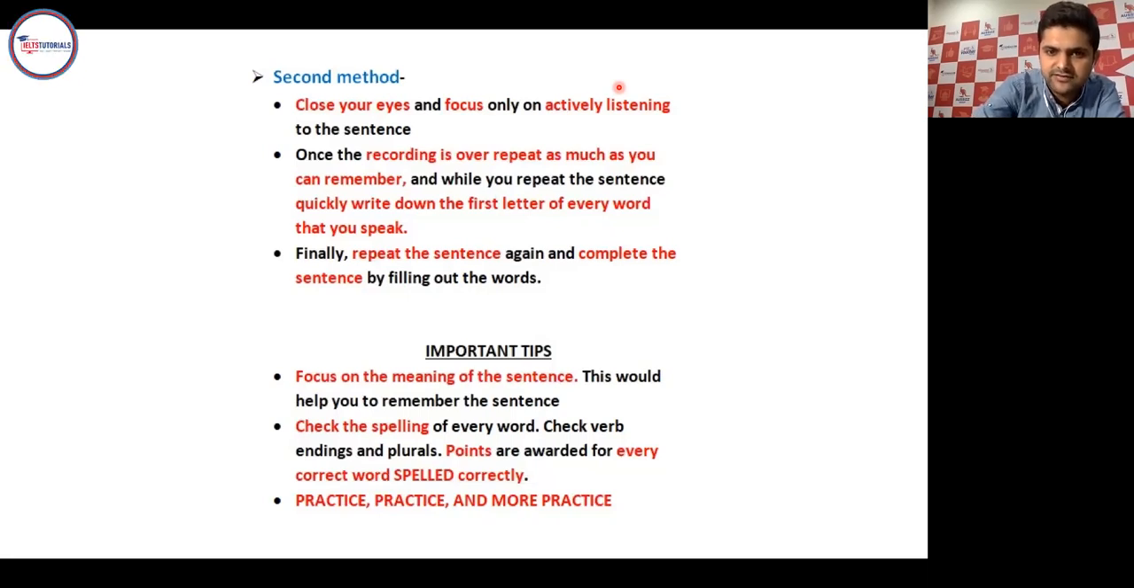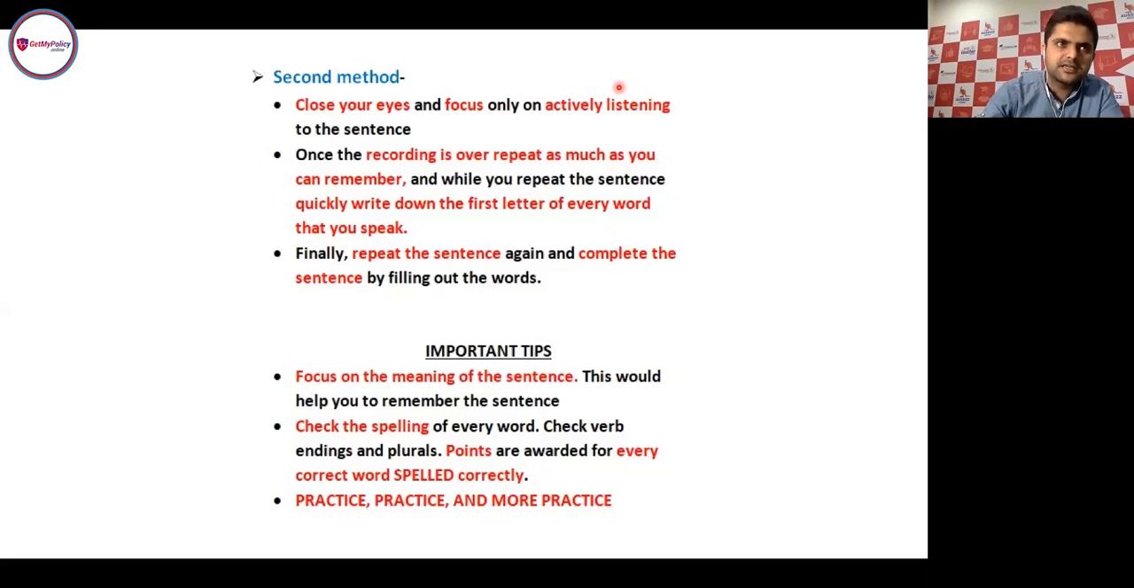You're writing down C when you say close. You're writing down Y when you say your. You're writing down E when you say eyes. You're writing down A when you say and. You're writing down F when you say focus. So this is the way you're writing down the first letter. You listen to the sentence, you repeat it, and while repeating, write down the first letter. Then once that is done, again repeat the sentence and then try to fill out the words.